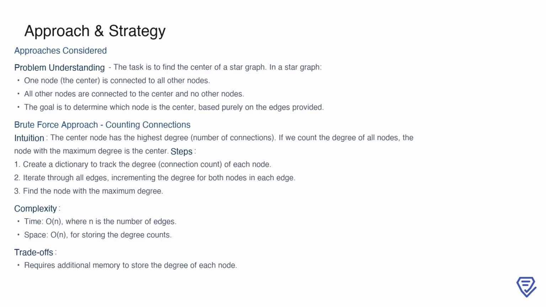The intuition here is that the center node will have the highest degree since it connects to all other nodes. To implement this, we first create a dictionary to track the degree count for each node. Then, we iterate through all the edges, incrementing the degree for both nodes in each edge. Finally, the node with the highest degree is identified as the center. While this approach works, it has some trade-offs. It requires additional memory to store the degree counts, and although the time complexity is linear at O(n), it is not the most efficient solution available.